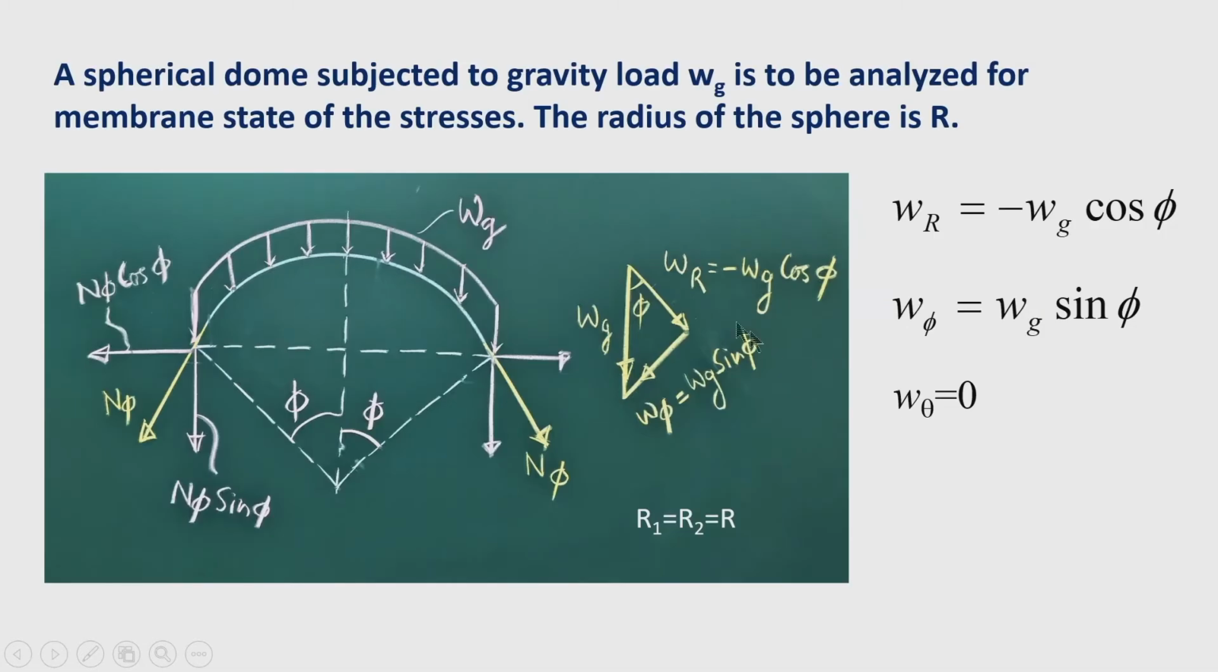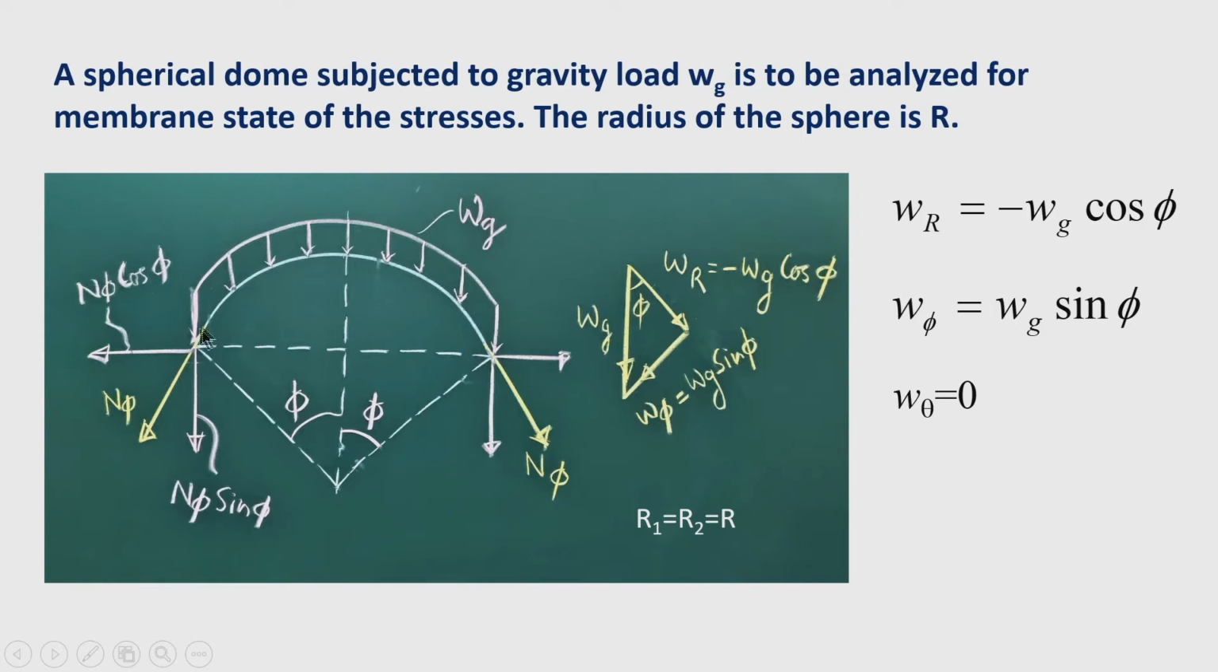Now, you can see here a spherical dome that has to be analyzed for the gravity load W g. W g consists of the self weight of the shell and live load, especially if there is a live load on the shell for maintenance purpose. If the shell is used for roof, then some live load will be there, but it will be very nominal. So W g includes self weight as well as live load, and it is distributed over the surface of the shell.